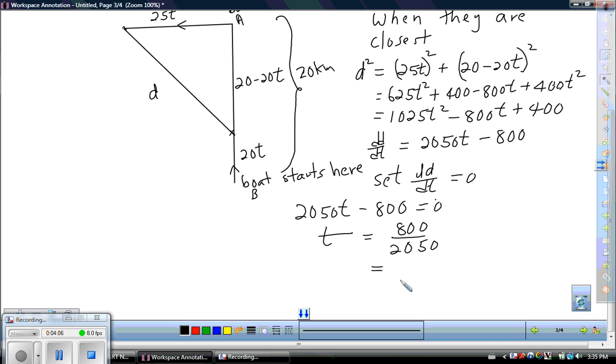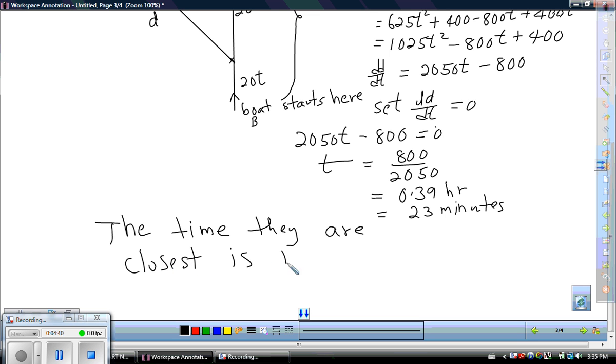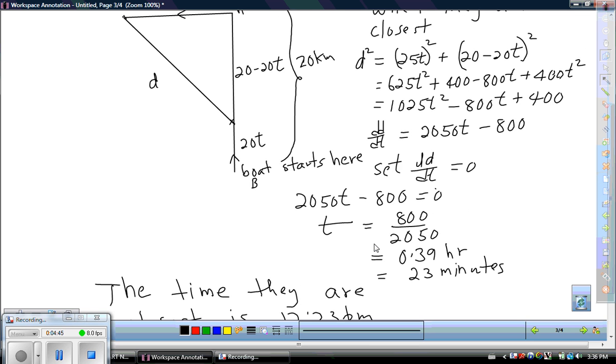which is equal to 0.39 of an hour, which would be equal to 23 minutes if I convert that to minutes by multiplying by 60. So the time when they are closest, since we start at noon, would be 12:23. The time they are closest is 12:23 p.m.